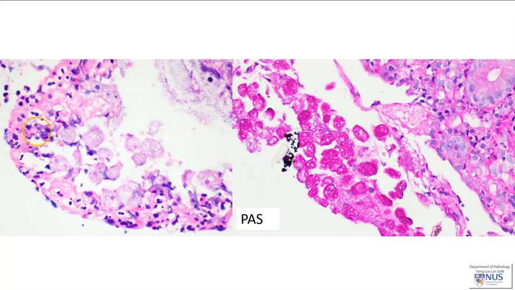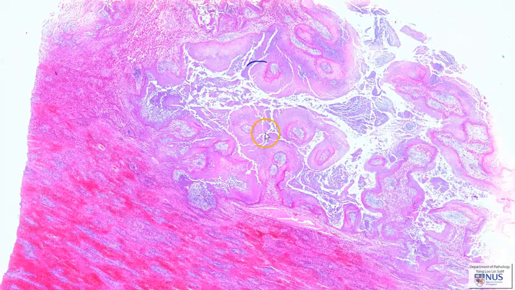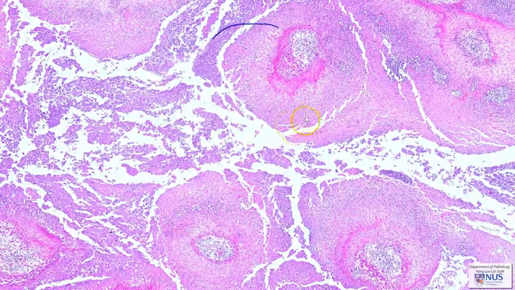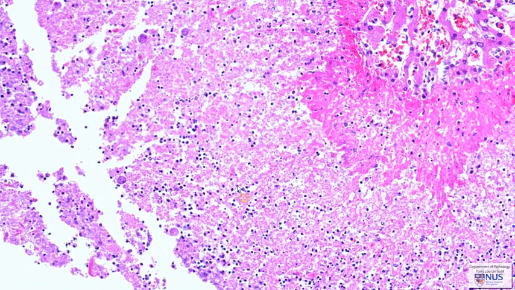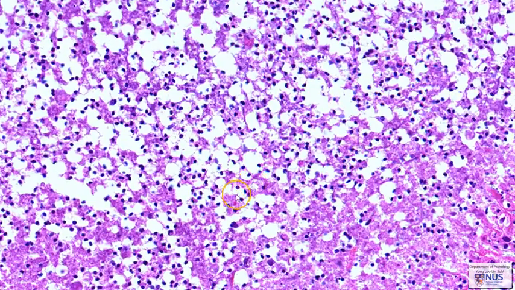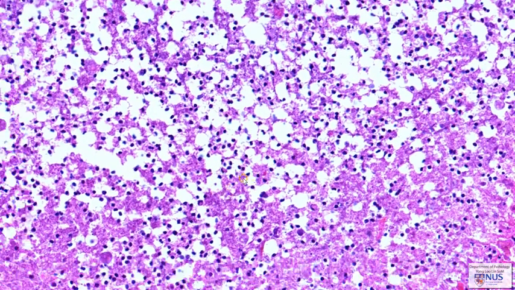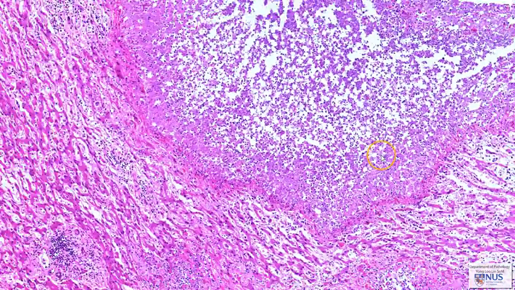And here again is another group of organisms just overlying the mucosa of the colon, and this is the PAS stain highlighting the organisms. Hence, in summary, this is an amoebic abscess which is characterized by large areas of necrosis of the hepatocytes with accompanying predominantly chronic inflammatory response. And we can see the inflammatory cells here, which in this instance are composed predominantly of lymphocytes.